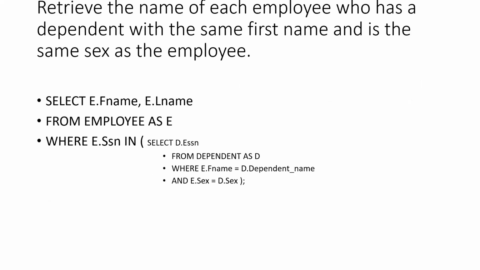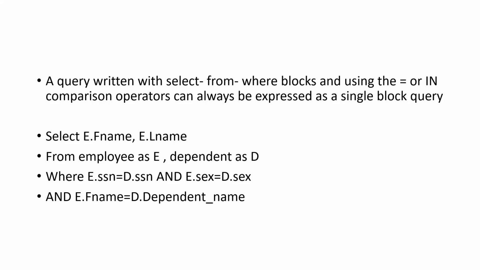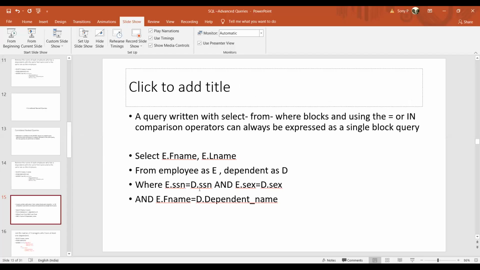The same previous query we can represent like this: select E dot first name, E dot last name from employee as E, dependent as D, where the condition, what's the condition? Employee's SSN should be equal to dependent's ESSN, and E dot sex is equal to D dot sex, and E dot first name is equal to dependent name. Thank you.